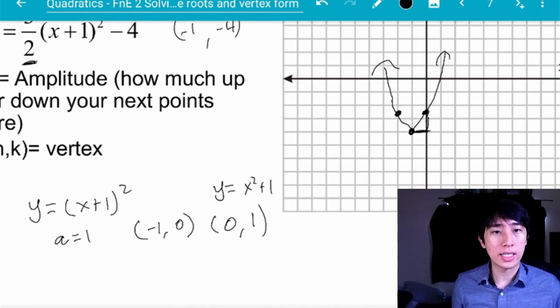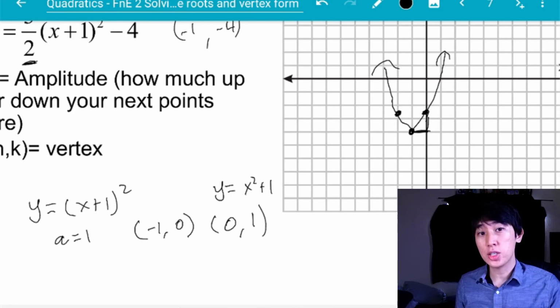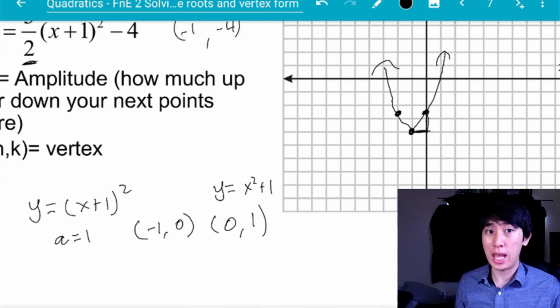All right, that's it. If you guys have any questions, as always, let me know. Make sure you guys know how to solve using the square root method, as well as how to graph from vertex form, and make sure you're able to identify when you're allowed to use vertex form, and more importantly, when you're allowed to use the square root method. And again, that's when there's only one x.